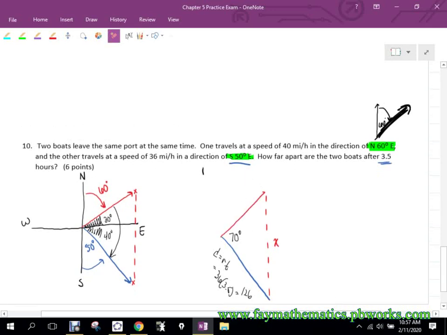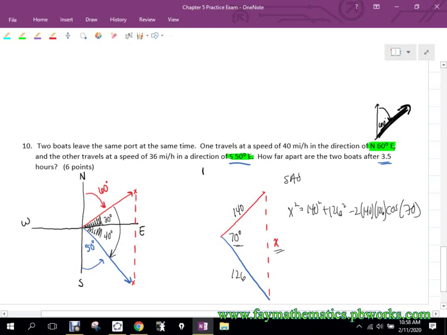So when we look at this, if that's 140 miles, that's 126 miles. This is side angle side. So what we're looking for then is that x squared should equal, that'll be the cosine of 70. So these two things are opposite. X and 70 are opposite. So then we'll fill in 140 squared plus 126 squared minus 2 times 140 times 126.